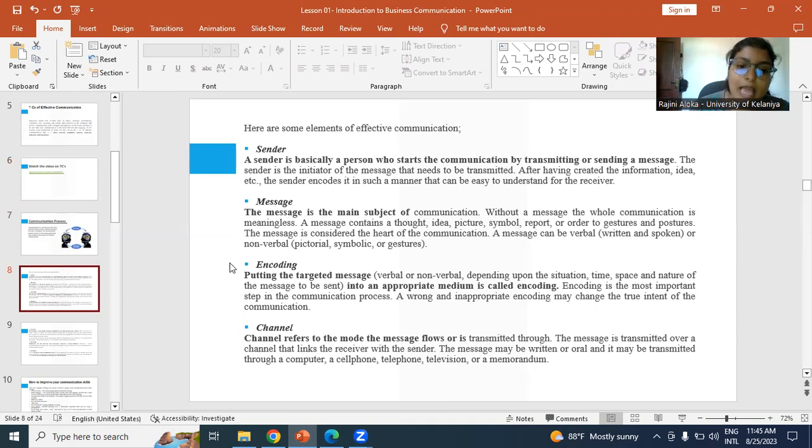Okay, then we have encoding. Putting the targeted message, verbal or non-verbal, depending upon the situation, time, space, and nature of the message, into an appropriate medium is called encoding. So you put the message, you select what is the medium I'm going to choose to send this message, and encode the message. That is called encoding. Encoding is the most important step in the communication process. A wrong and inappropriate encoding may change the true intent of the communication.